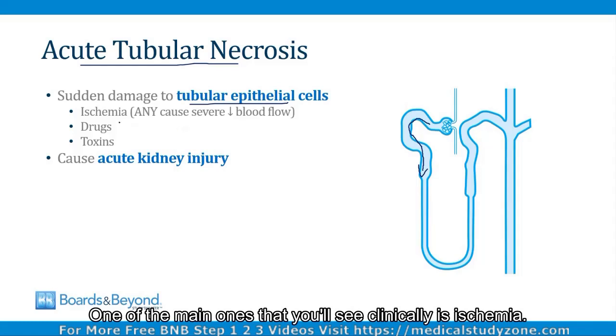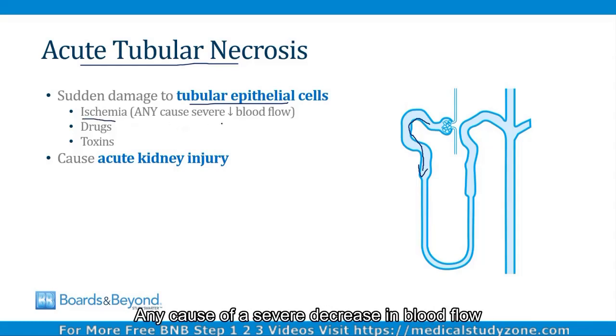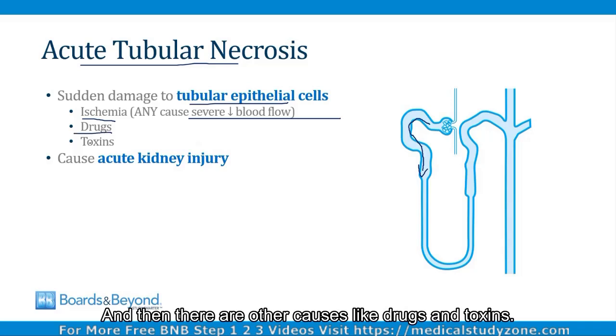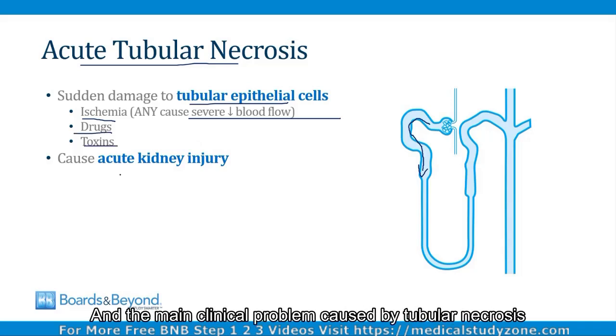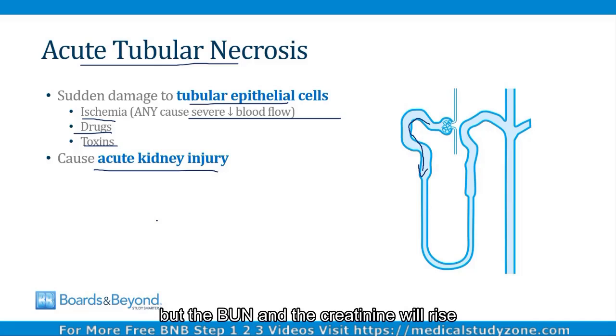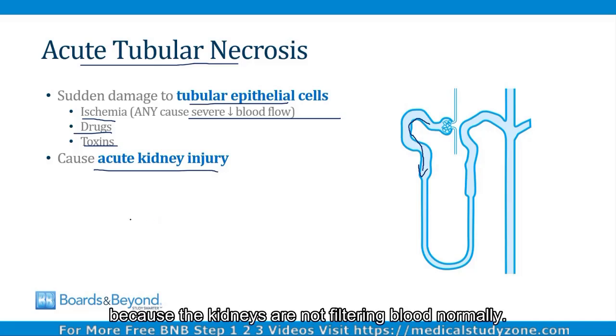One of the main ones that you'll see clinically is ischemia. Any cause of a severe decrease in blood flow to the kidneys can cause acute tubular necrosis. And then there are other causes like drugs and toxins. And the main clinical problem caused by tubular necrosis is acute kidney injury, which I talk about in another video, but the BUN and the creatinine will rise because the kidneys are not filtering blood normally.